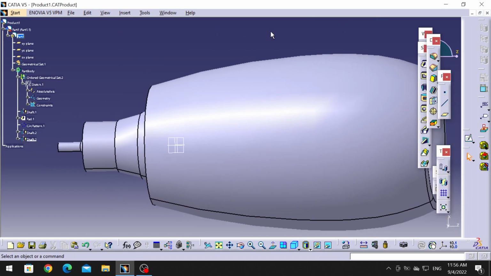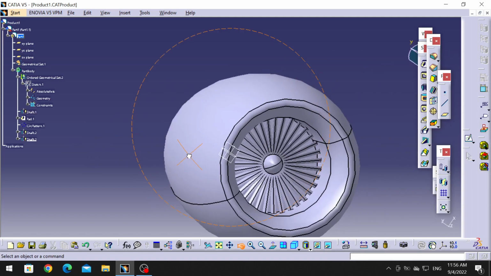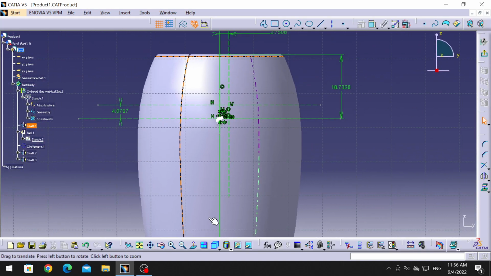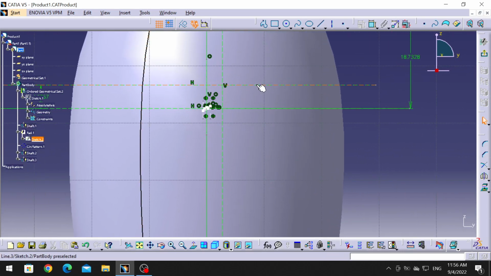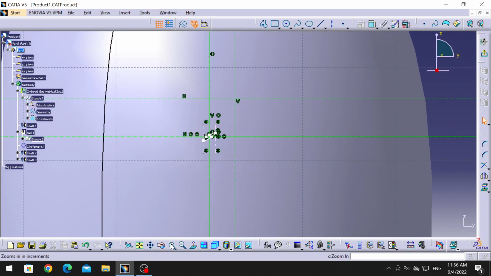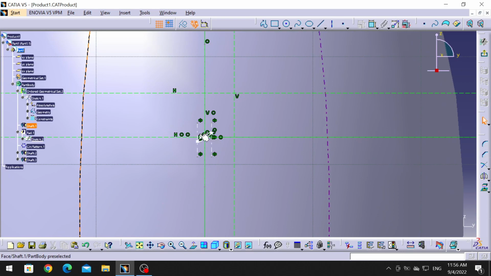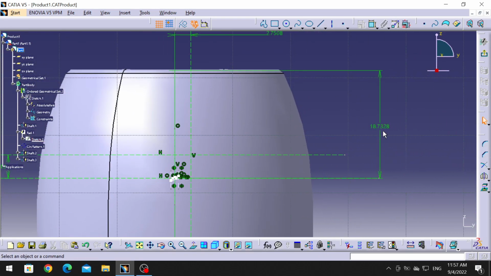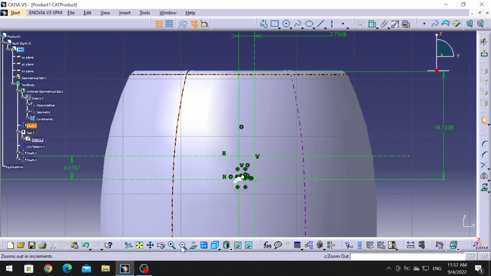Now that we're done with the nacelle body, let's move to the fan blades over here. For the fan blades, I did a pad, and before I did the pad, of course, I did the sketch first. For the fan blade, I drew a tilted sword-like thick object at the center of the nacelle at the height of 18.7328 millimeters, so it would fit perfectly with the motor of the engine.